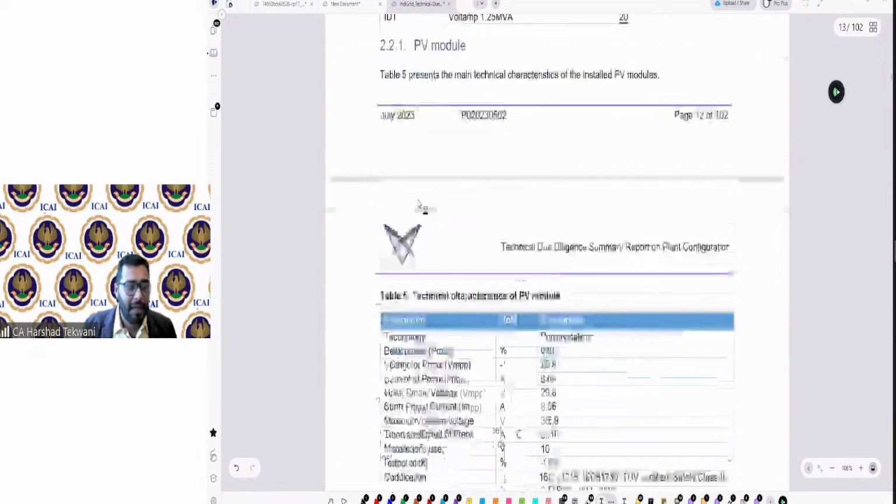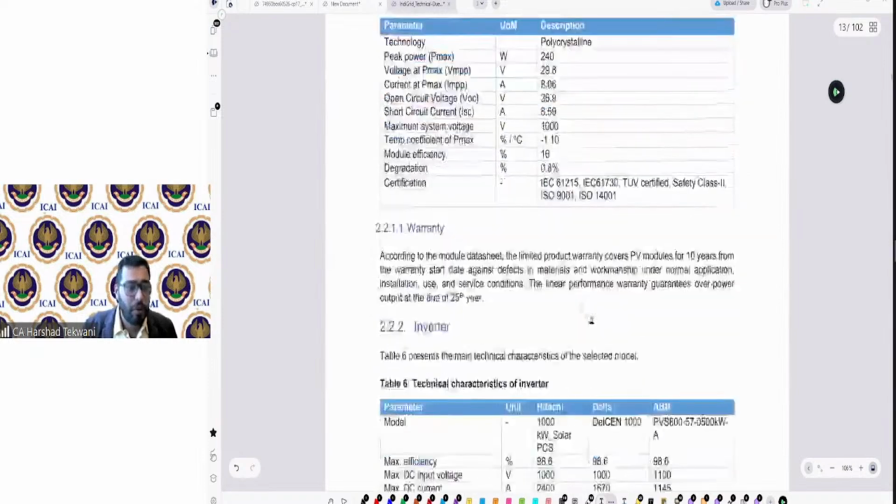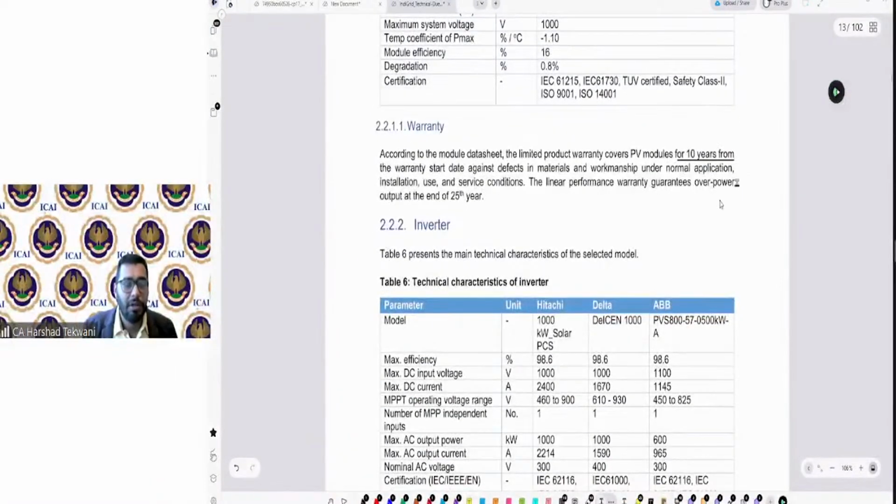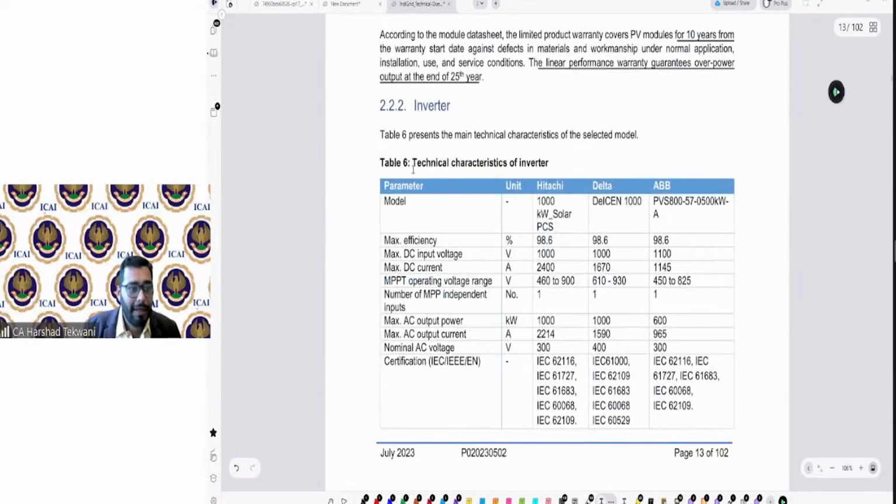Okay, this is the PV module that is used. The warranty is for 10 years. Okay, so I will be assured. Okay, fine. Now, there is a warranty, there is an equipment. Okay, the linear performance warranty guarantees power output at the end of the 25th year. So till the 25th year, I can get a good amount of power. That is good. Okay, technical characteristics of the inverter, the inverters which are used, their technical characteristics or the model that is used.